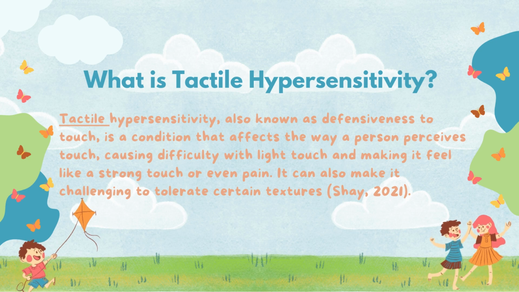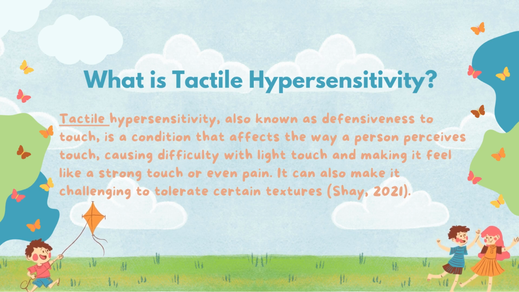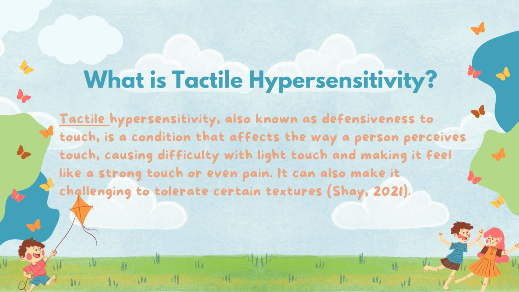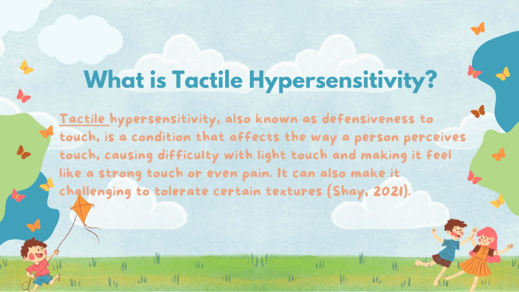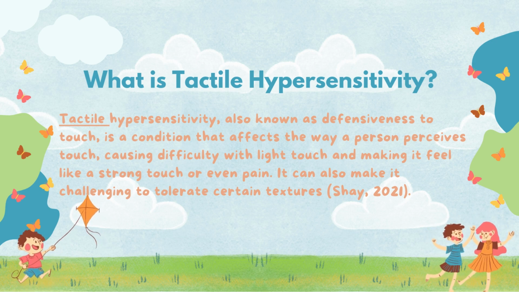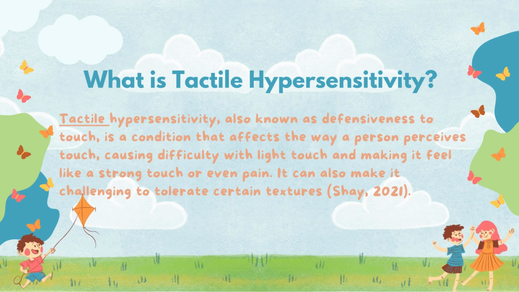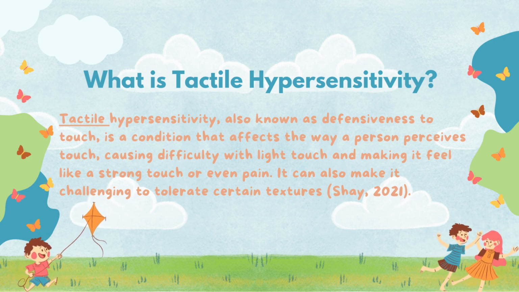What is tactile hypersensitivity? Tactile hypersensitivity, also known as defensiveness to touch, is a condition that affects the way a person perceives touch, causing difficulty with light touch and making it feel like a strong touch or even pain. It can also make it challenging to tolerate certain textures.